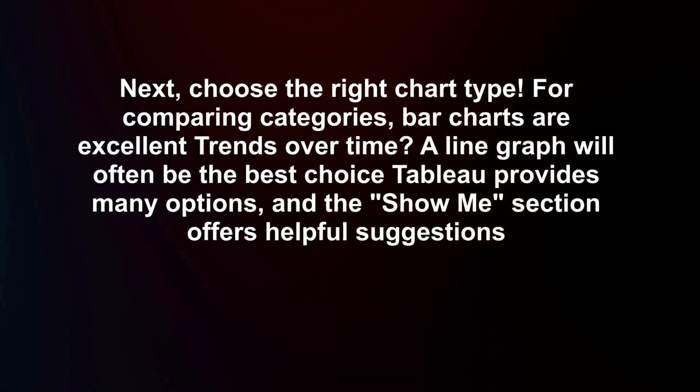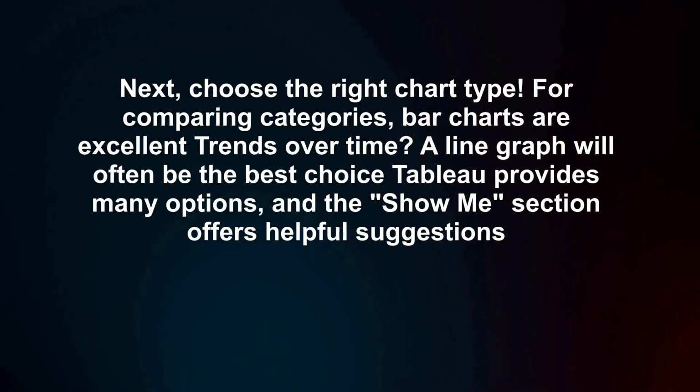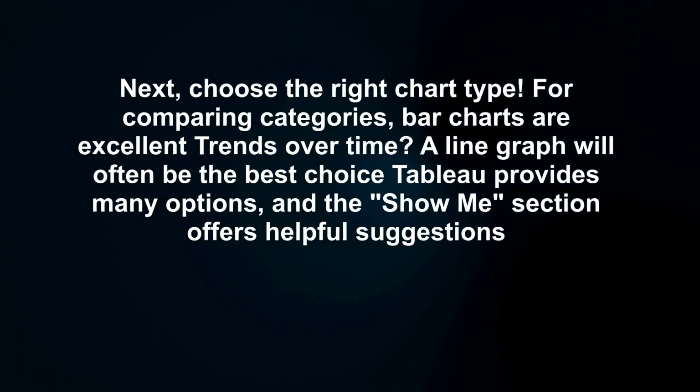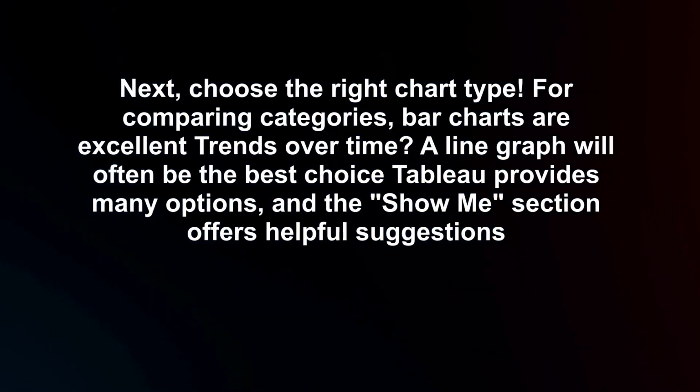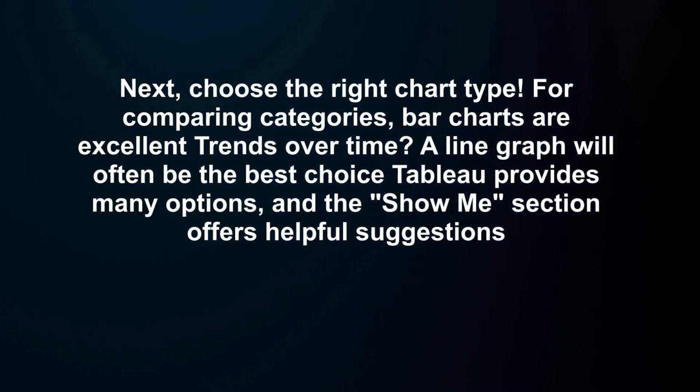Next, choose the right chart type. For comparing categories, bar charts are excellent. For trends over time, a line graph will often be the best choice. Tableau provides many options, and the Show Me section offers helpful suggestions.